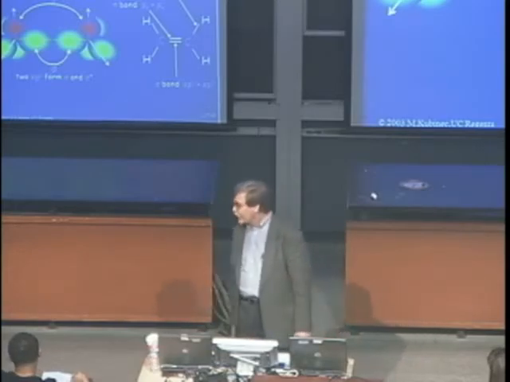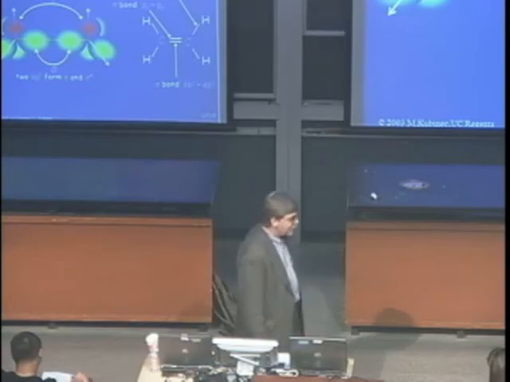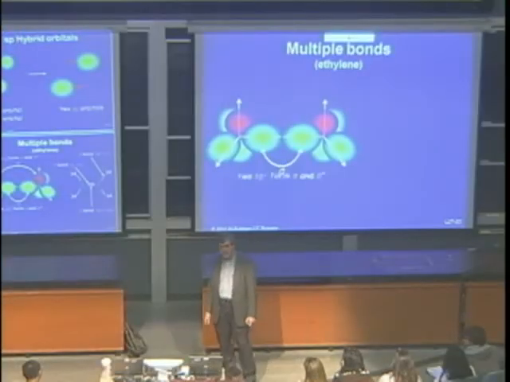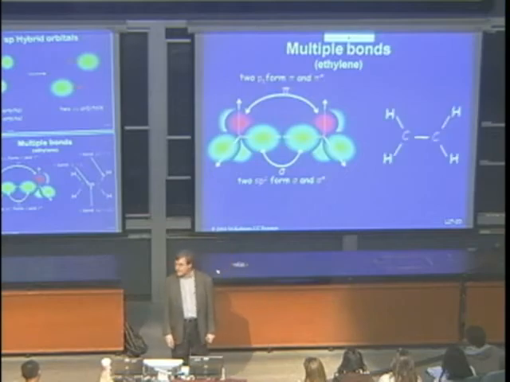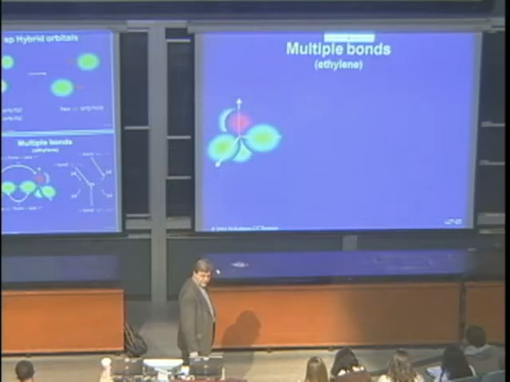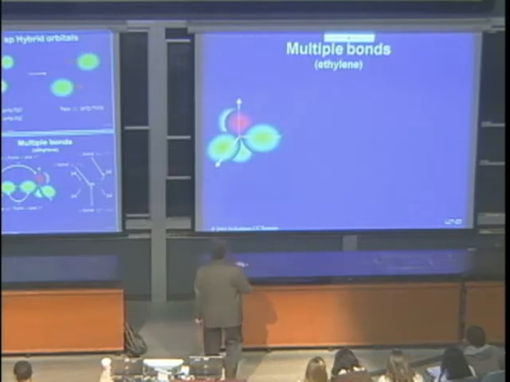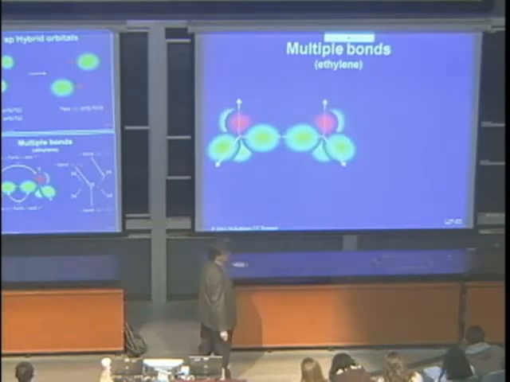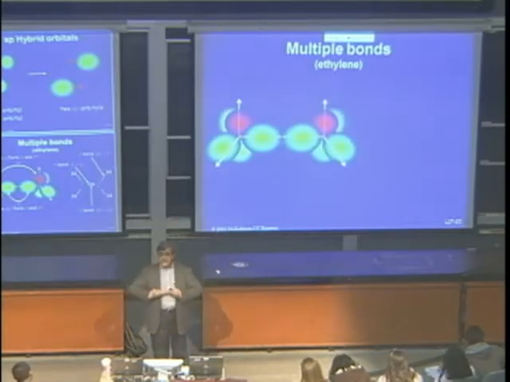So I take offers here. What's the formula for ethylene? C2H4? Okay, I agree with you. C2H4. All right. So we have one carbon, and one carbon needs to bond to each other. Okay? And it needs to overlap.